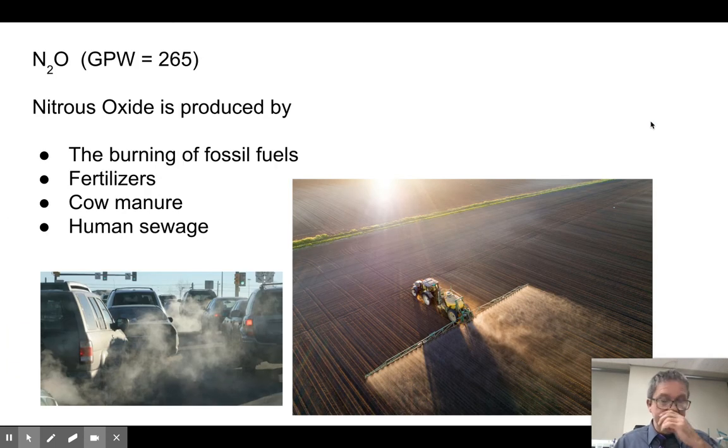Now, another place we get global warming from is nitrous oxide, N2O. We get this from burning fossil fuels. If you recall, in the engines of cars and in coal burning power plants and oil burning power plants, we have very high temperatures. And at those high temperatures, nitrogen combines with oxygen. It's just an unintended consequence of that. And so we do release a bit of it that way. It also gets released by fertilizers and cow manure, human sewage, of which there's also quite a bit.